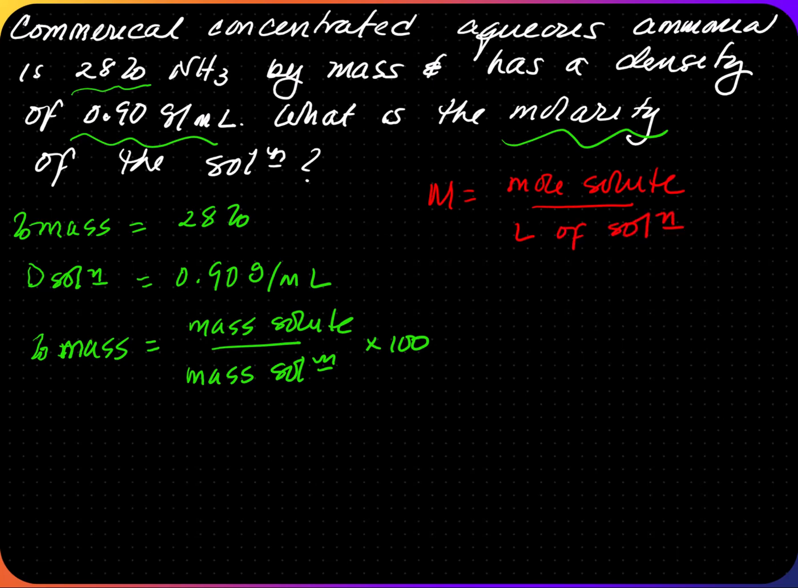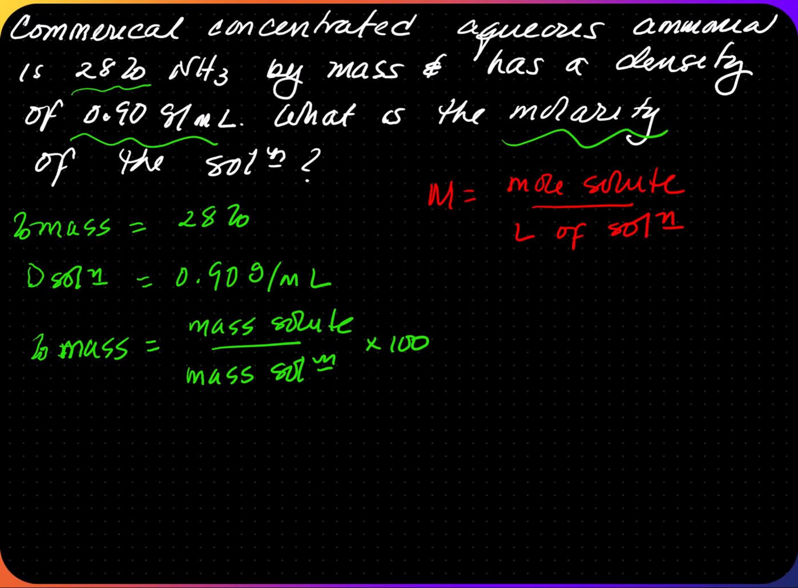So what we need to do is find the mass of the solute, because if I know the mass of the solute, I could convert it into moles of solute using molar mass. I could also convert my mass of solution to volume of solution using density as a conversion factor. So how do I do this when I don't know the mass of the solute, I don't know the mass of the solvent, and I don't know the mass of the solution?